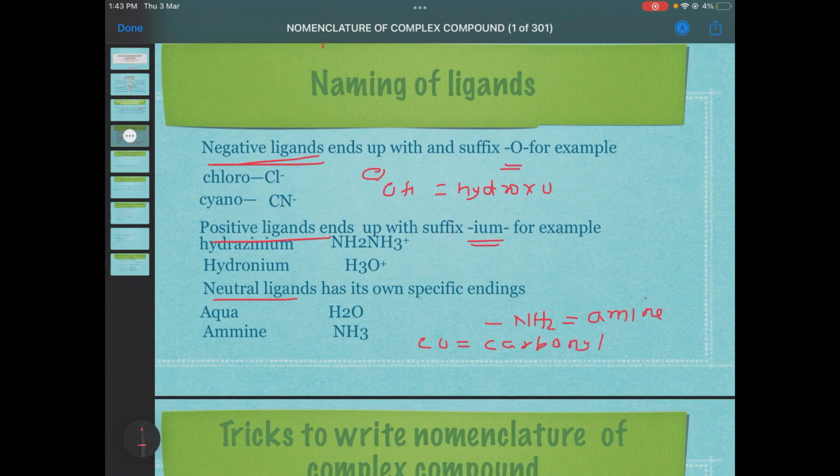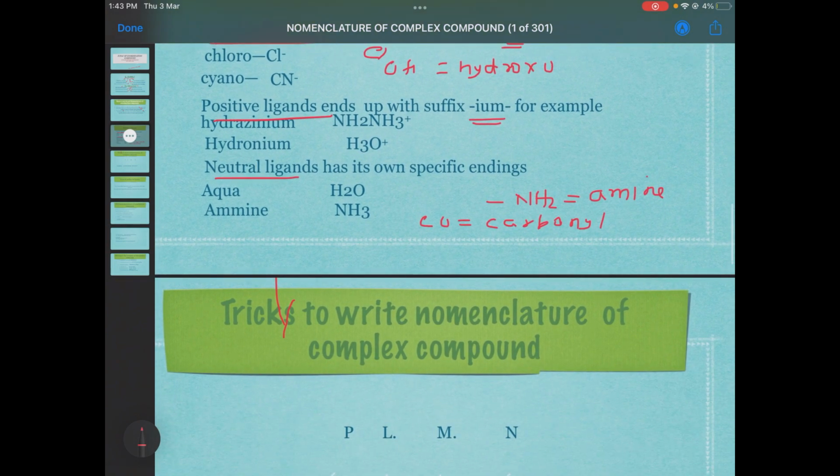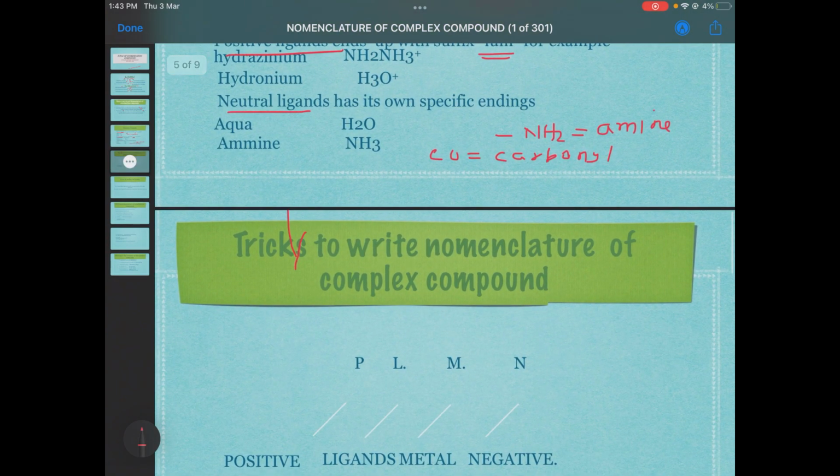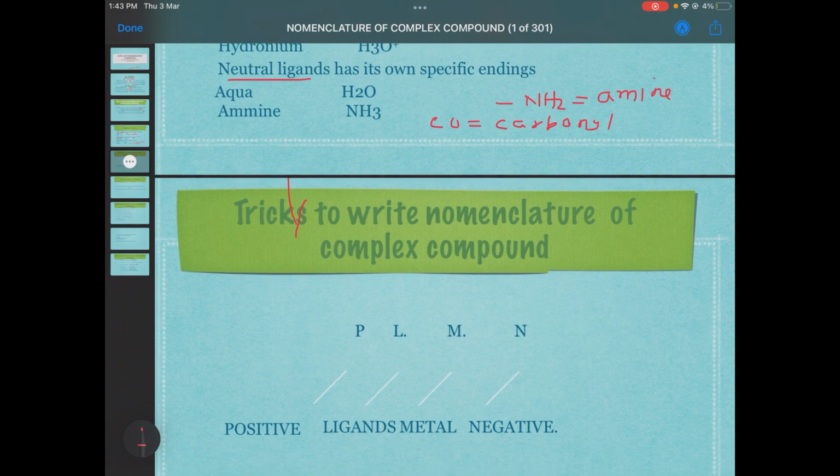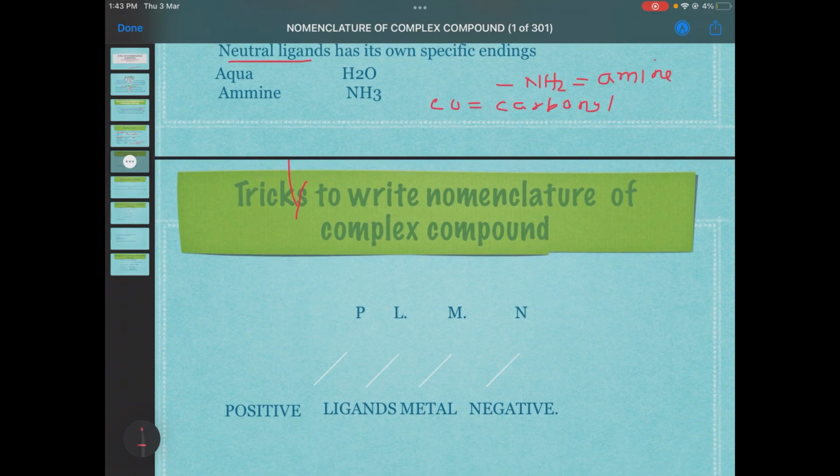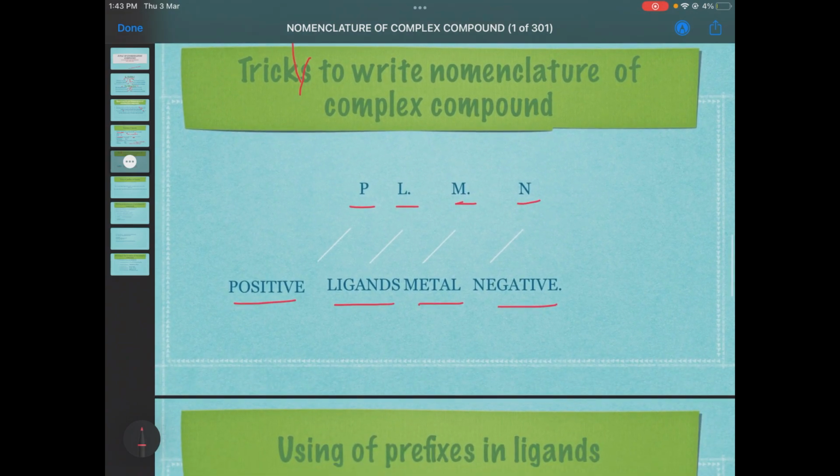Now students, you have to follow some specific rules. There are tricks by which you can make complex compounds easier to name. I'm using a trick called the PLMN trick. This is a very super trick. If you apply it, it will be very easy for you to name the complex compound. P means positive, L means ligands, M means metal, and N means negative.